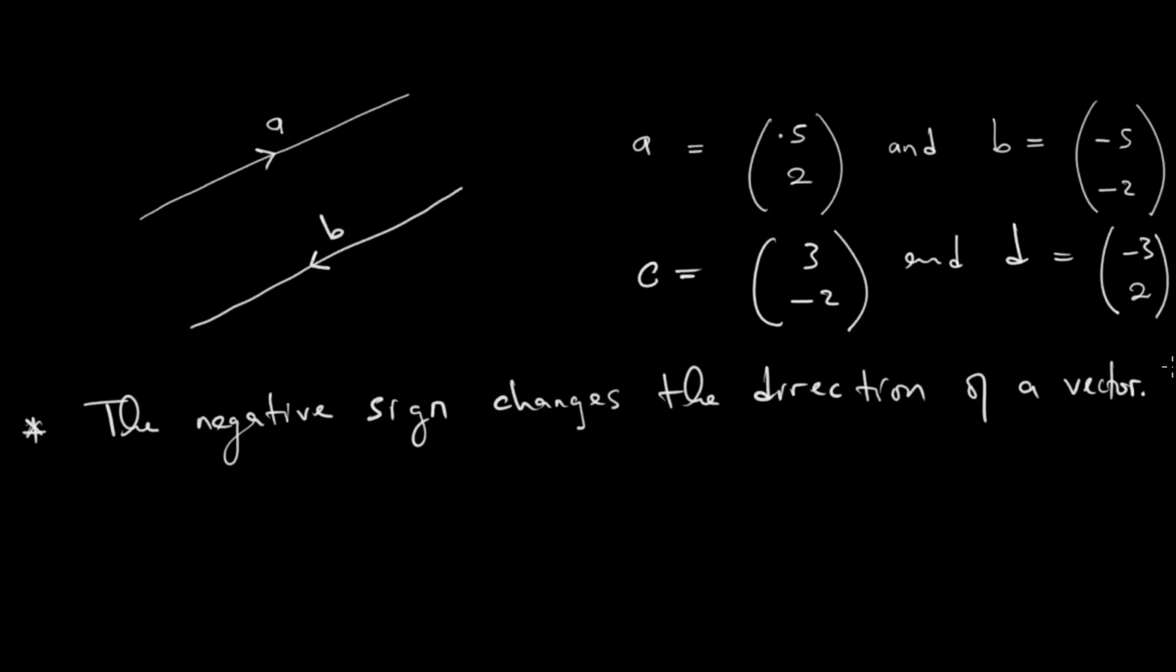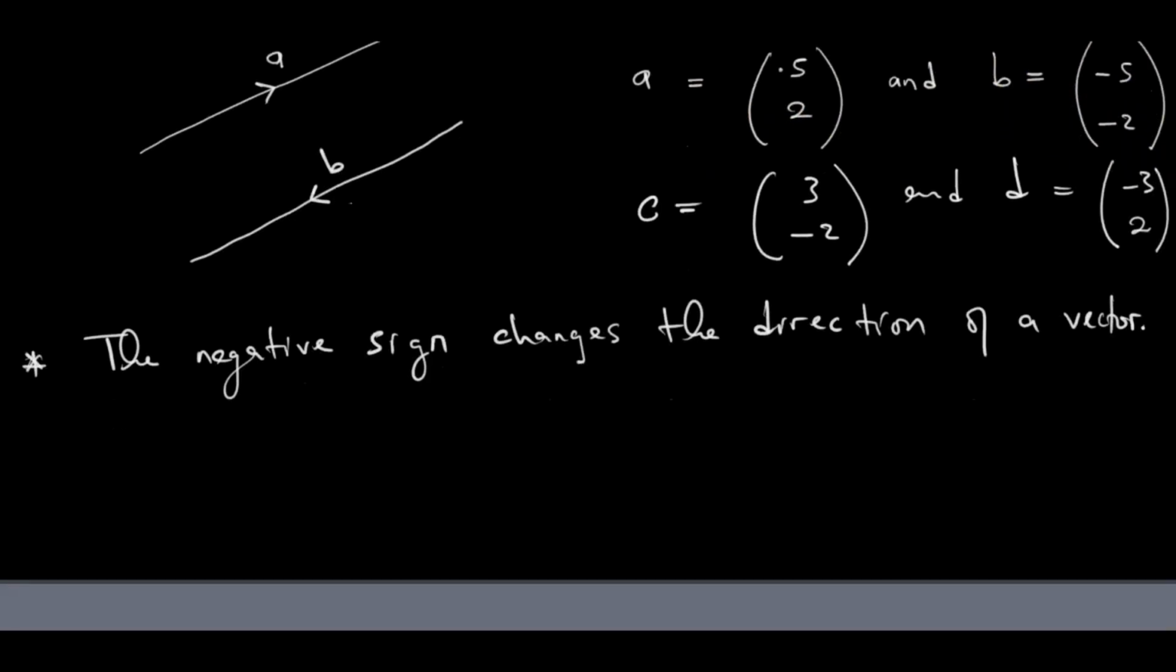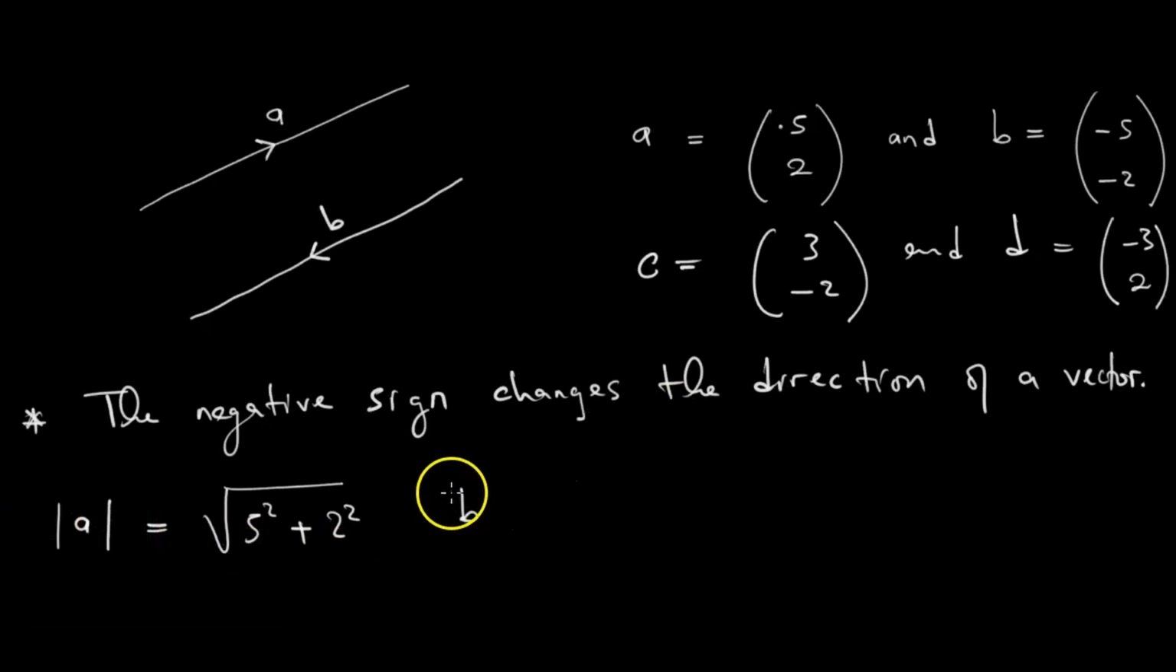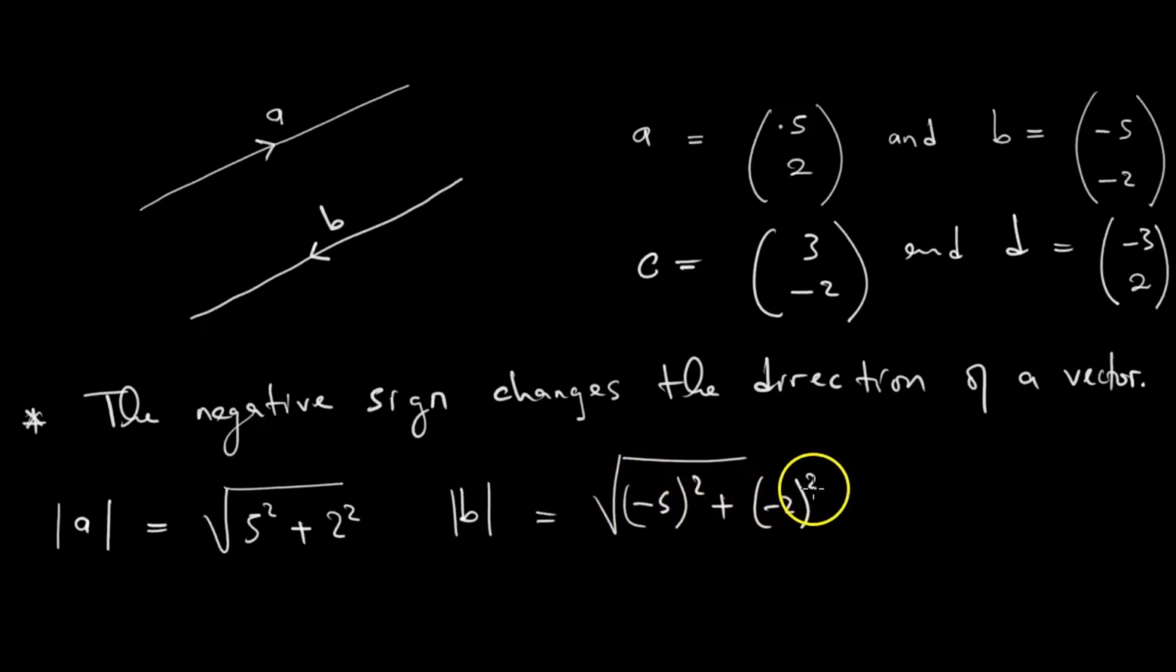We have to take note that B is a vector which has the same magnitude. So the numbers 5, 2 in this case are representing magnitude or size. And if we do this, I want you to check something. If we take A, for example, we need to find the magnitude of A, and we know that it's going to be basically 5 squared plus 2 squared. If we take B and we want to find its magnitude, it's going to be the square root of minus 5 squared plus minus 2 squared.